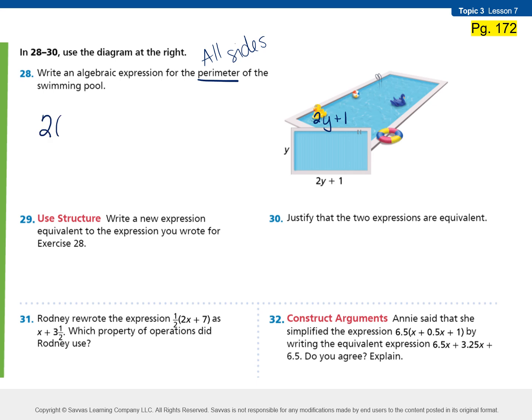So we have 2 times 2y plus 1. Plus, we've got to do the sides. Okay? My side is just y. So my side on the left side is y. And it looks equivalent to the right side, so it would also be a y. So 2 times a y, which would be a 2y.